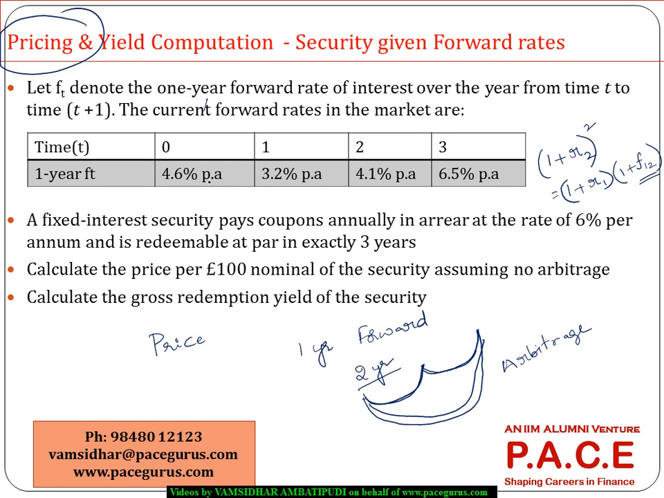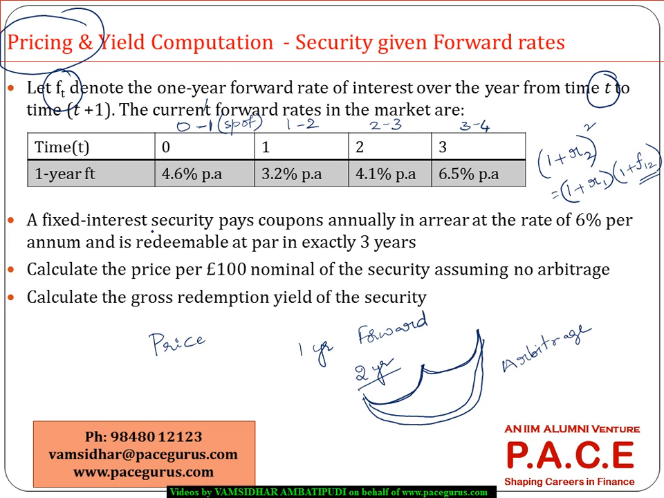Let FT denote the 1-year forward rate over the year T to T plus 1. So this is the forward rate between 0 to 1, which is nothing but the spot rate itself. This is between 1 to 2 years. This is the rate between 2 to 3 years, and this is the rate between 3 to 4 years.